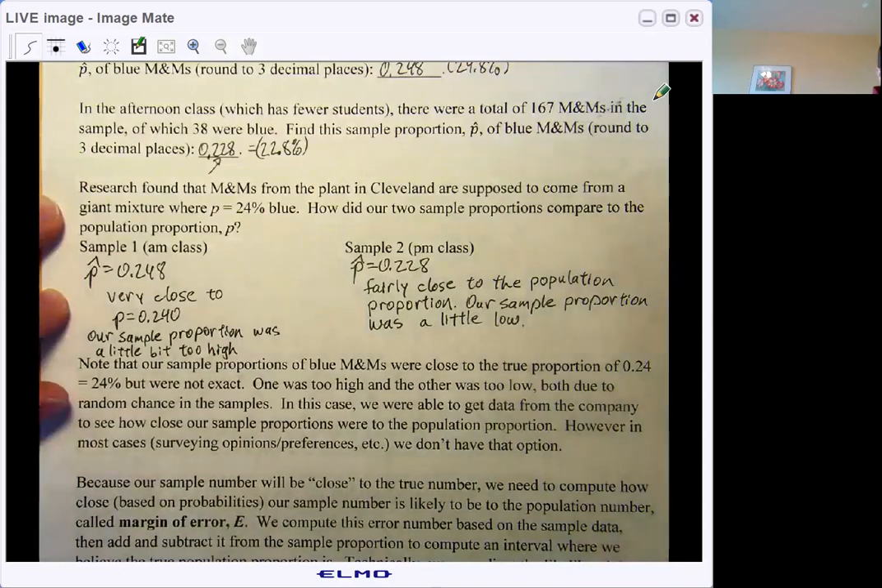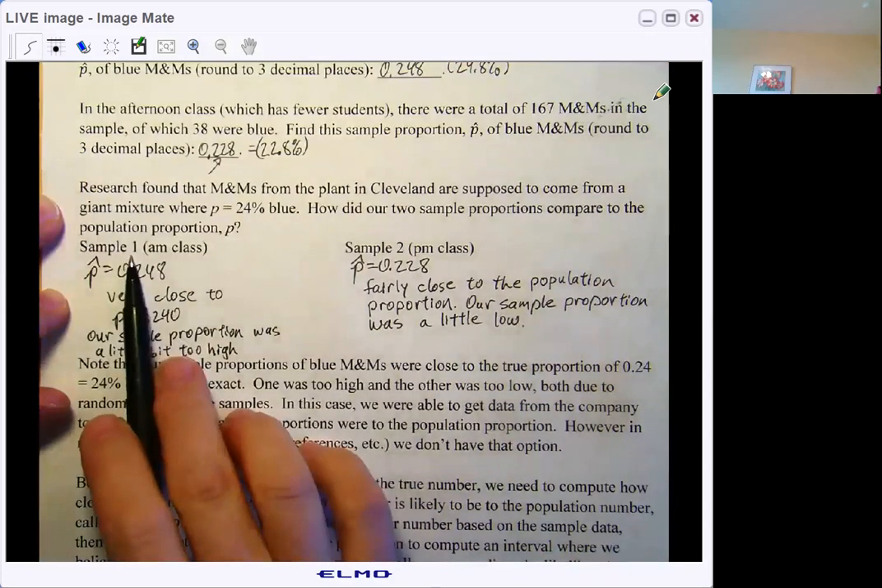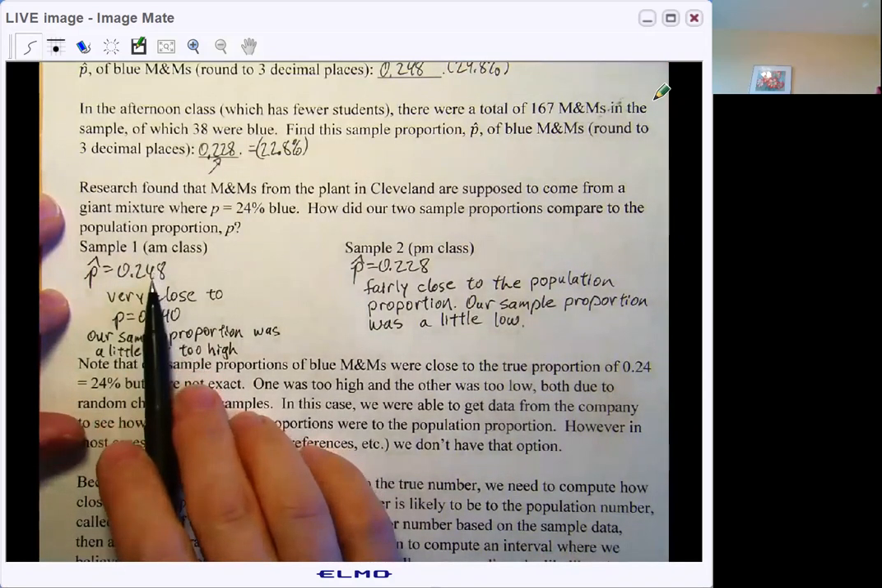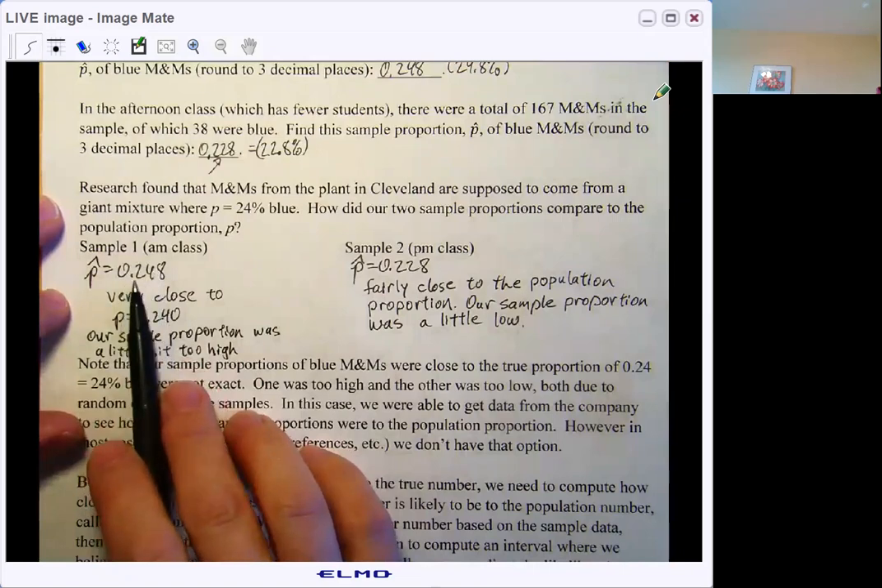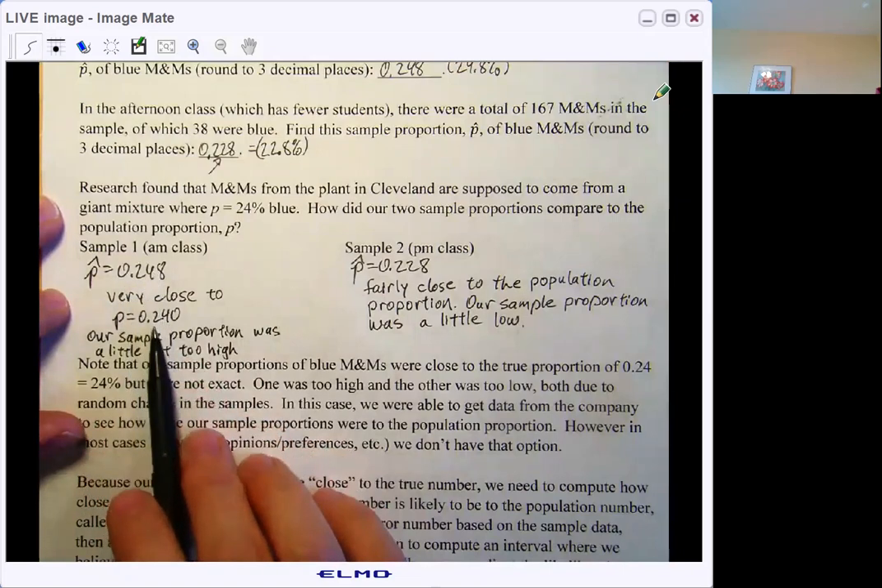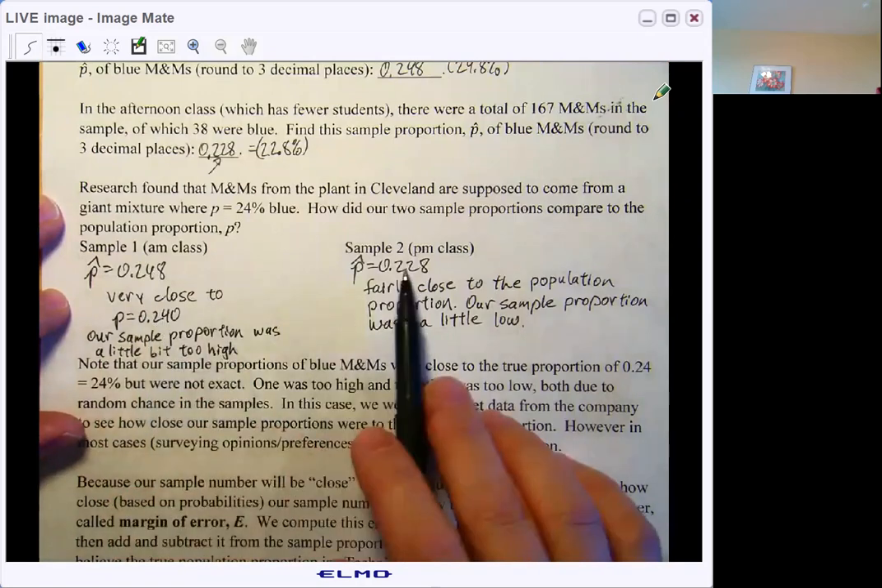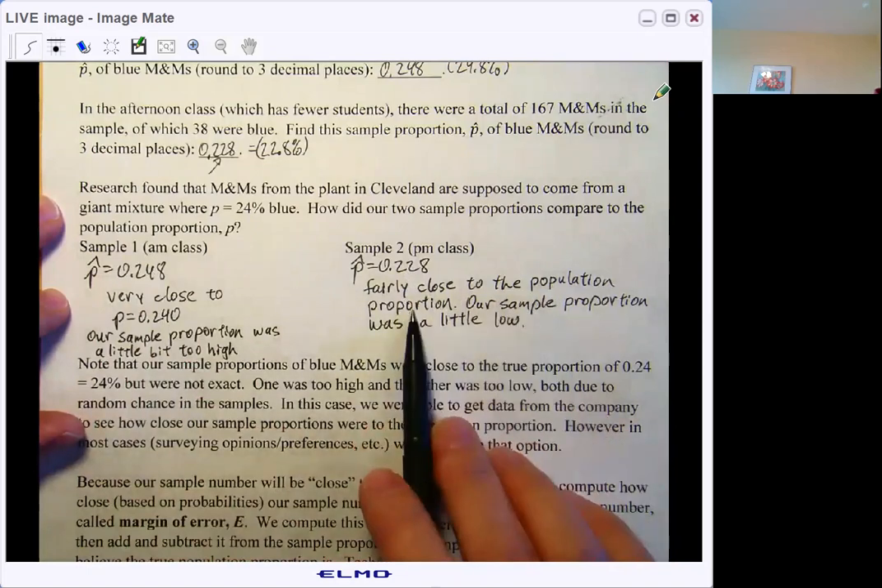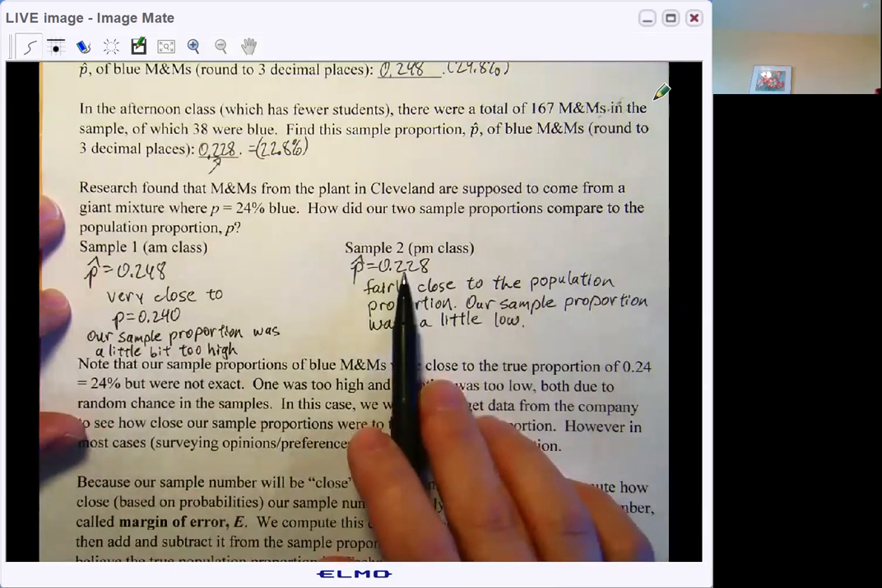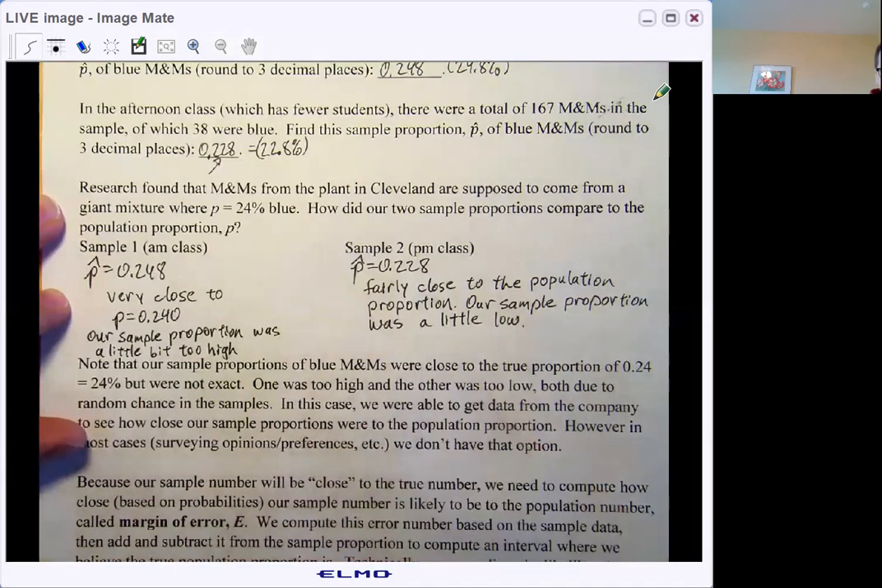Yum. So in sample 1, the AM class, our sample proportion was 0.248, which is very close to the population proportion of 0.240. Similarly, in the afternoon class, the sample proportion of 0.228 is quite close to the population proportion, but in this case, it was actually a little bit lower than the 0.240. We'll stop there and pick up in the next video.